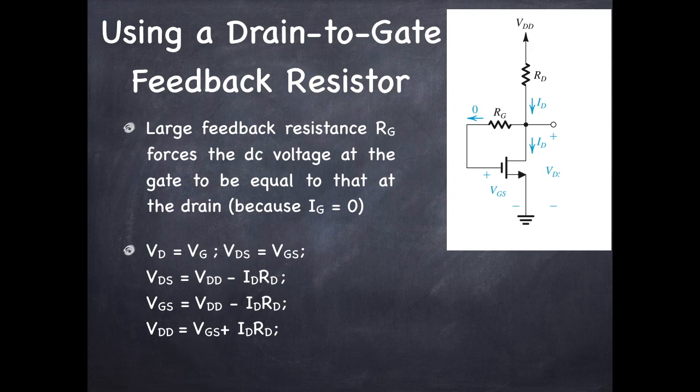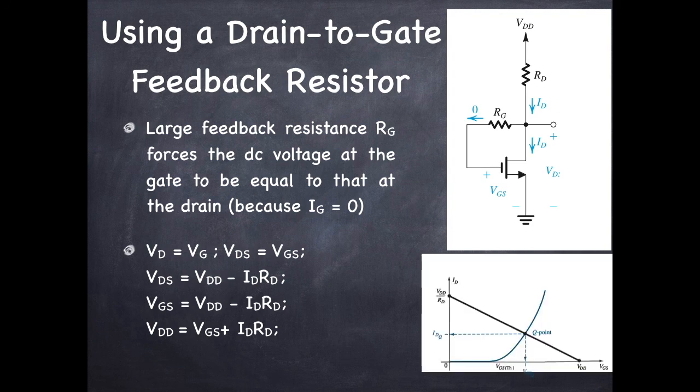VDS is VDD minus ID RD, so VGS being equal to VDS, it will also be equal to VDD minus ID RD. This shows the Q point. And how do we reach the Q point? If we are given the characteristic curve, then we just calculate the maximum current and maximum voltage points, and we join these two points. This line is called the DC load line, and the point at which the DC load line intersects with the curve is the Q point, or operating point, which gives us the IDQ and VGSQ.